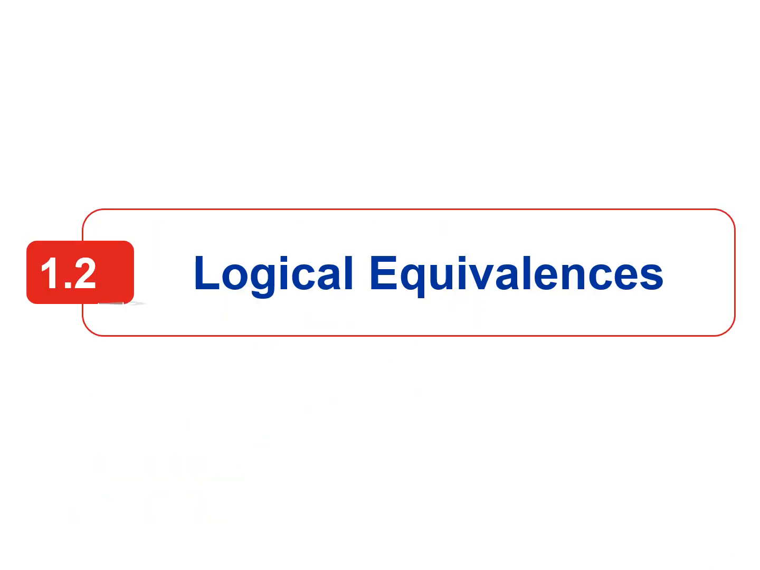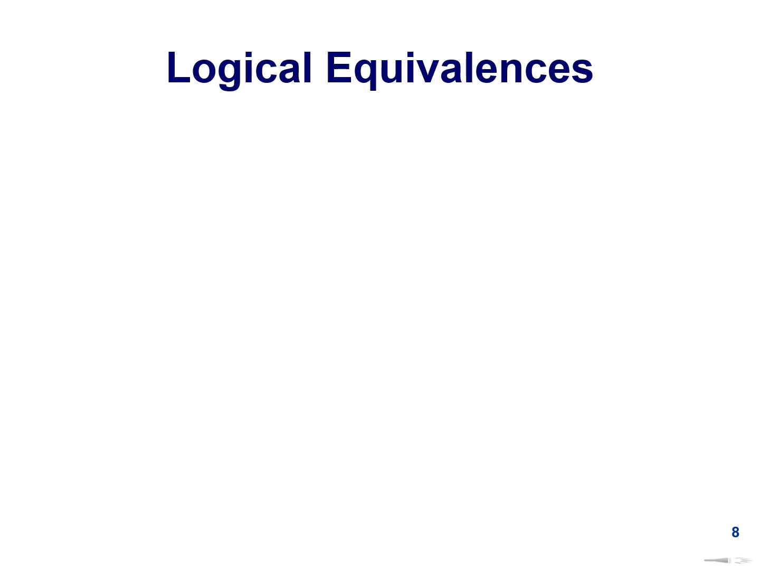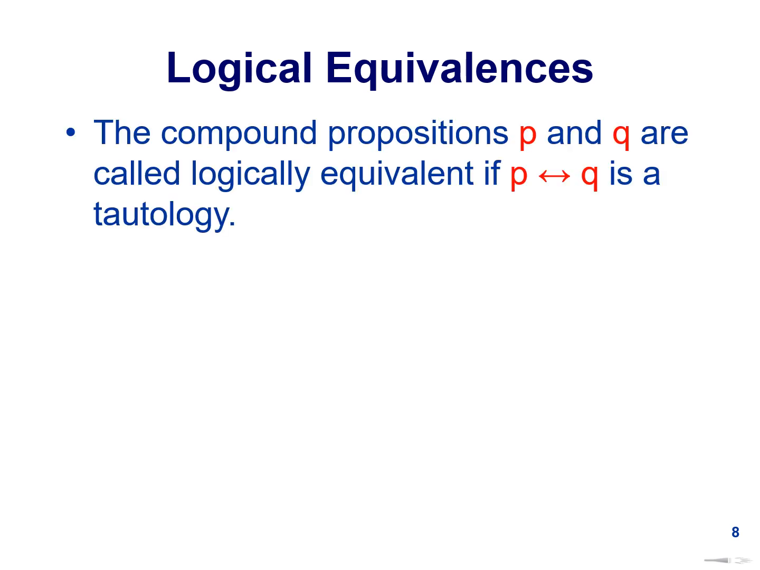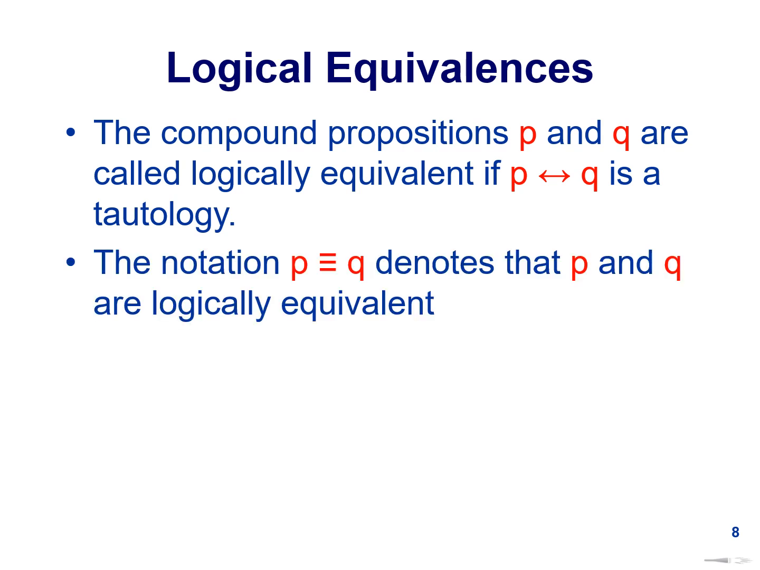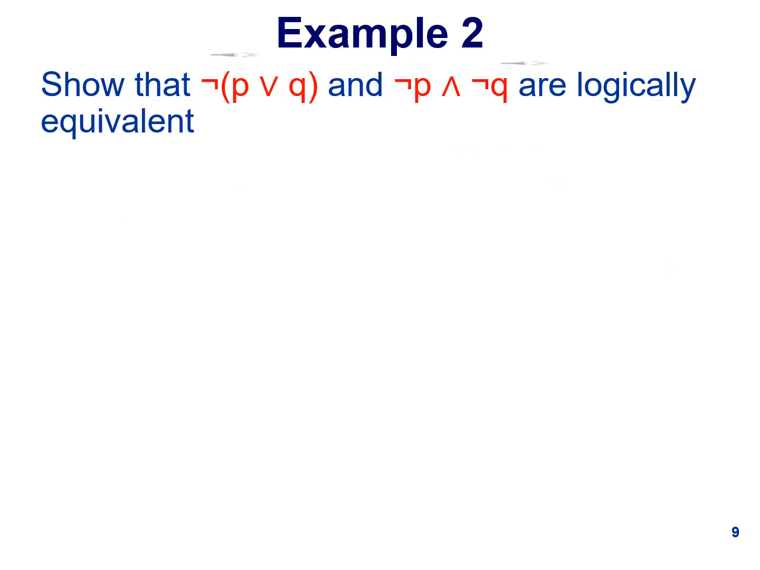Logical equivalences. The compound propositions P and Q are called logically equivalent if P if and only if Q is a tautology. The notation P ≡ Q denotes that P and Q are logically equivalent. Show that not (P or Q) and not P and not Q are logically equivalent.